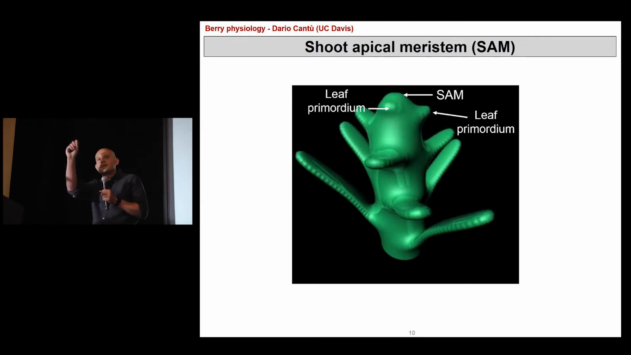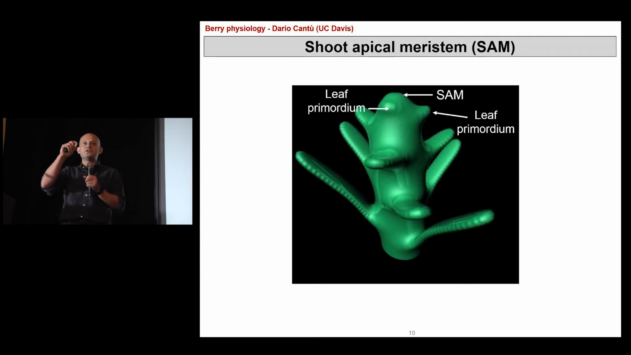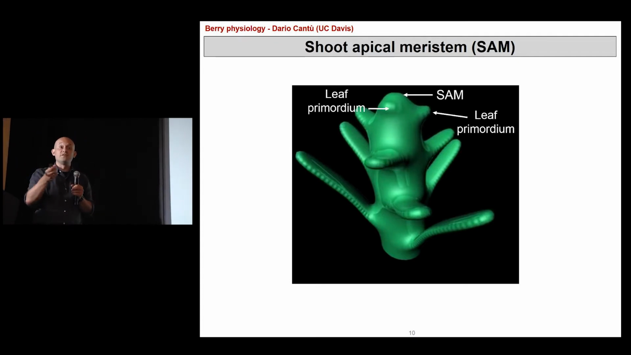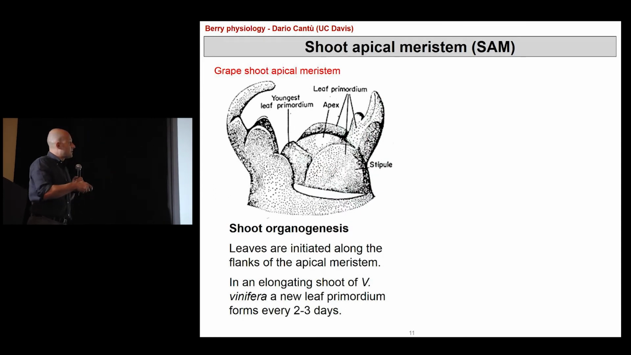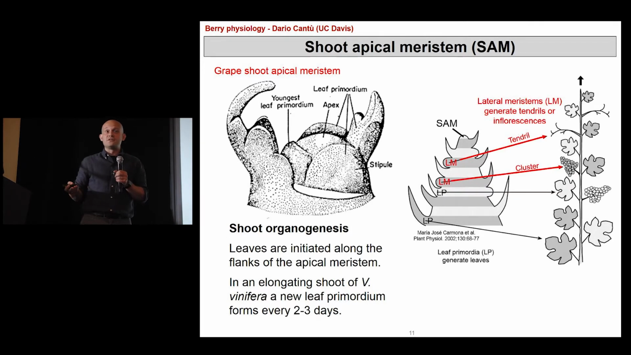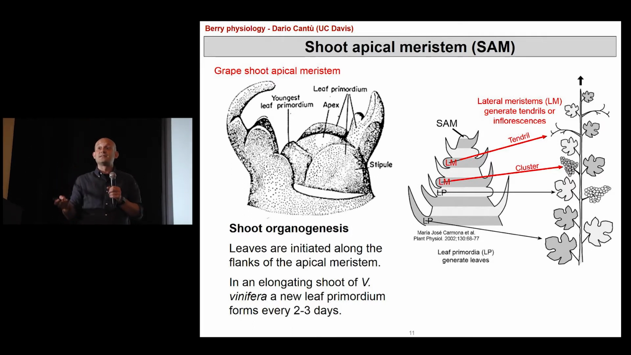Okay, so this is what is happening in those tiny compound buds. You have the shoot apical meristem making new leaves. And this is the typical what happens in grapevines. You have leaves at opposite sides. Here you're going to have your apex dividing and leaves being produced. But you also know that we don't only make leaves on grapevines. We also make clusters and tendrils.